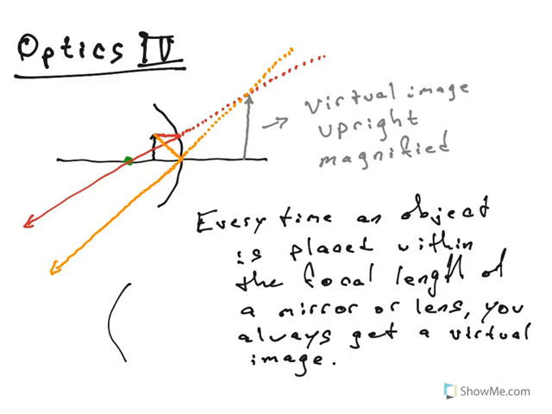Now, sometimes textbooks will say the image is formed at infinity. All it means is you never get an image. If it's inside the focal length, you get a virtual one. Outside the focal length, you get a real image. On the focal point itself, no image whatsoever. All right, so now what I want to do is let's look at the analytical method.